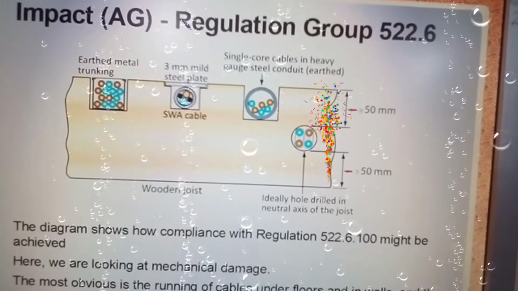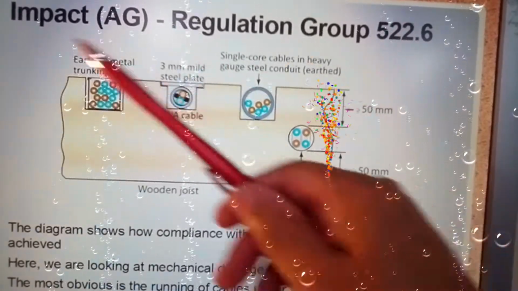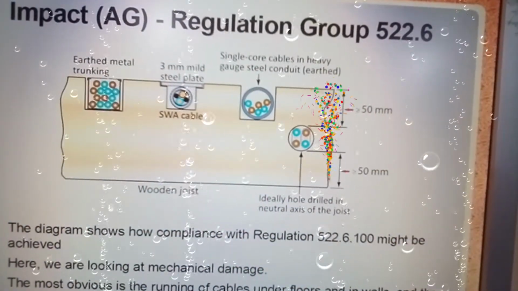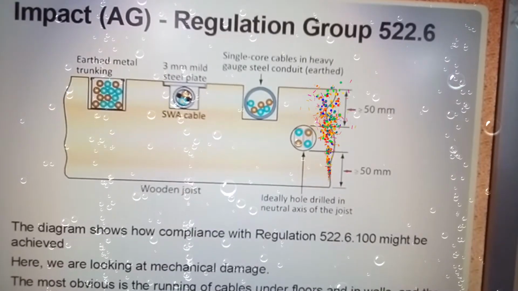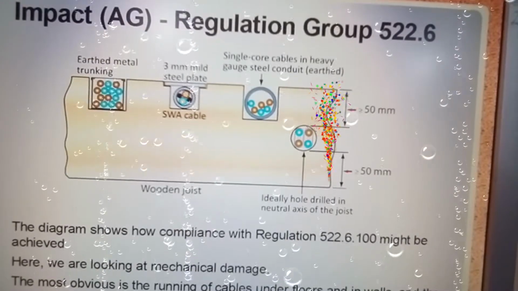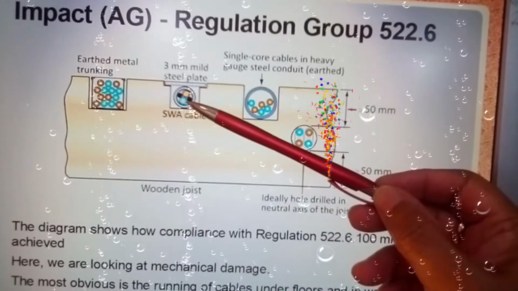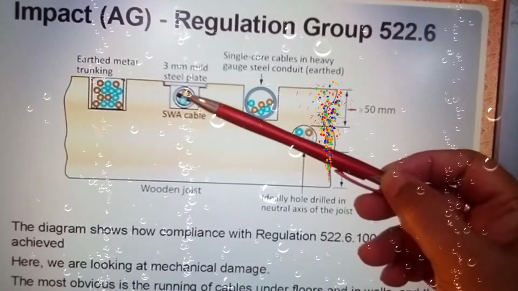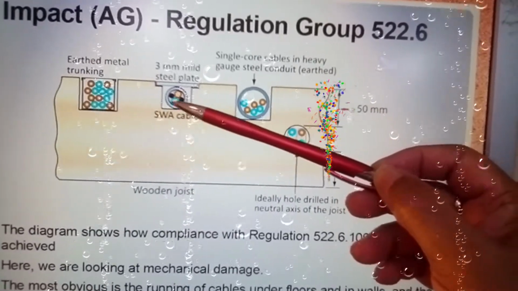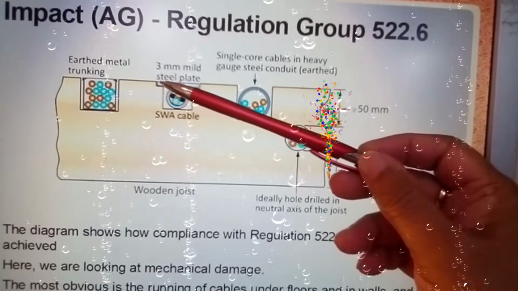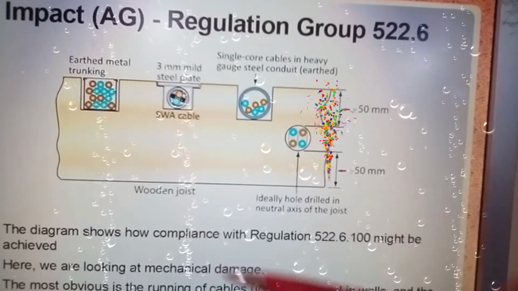Here, impact regulations. Now again, check your reference. Here it is saying 522.6, make sure that you're looking at impact AG regulations group. Just check, check, check. The diagram shows how compliance with regulations might be achieved. Here we are looking at mechanical damage. So here you have earth and metal trunking. Here you have steel plate protecting the armored cable. The idea here is that you don't want this cable to be squashed, because if it's under pressure, the internal damage it will do to the conductors is irreparable. You will need to replace the whole armored cable if need be. So you need to protect that. And this normally can be steel plating, or it can be concrete blocks covering a ducting, underground ducting, etc.